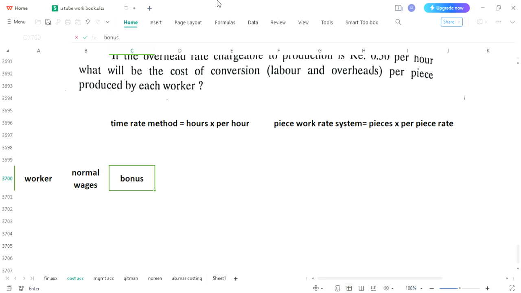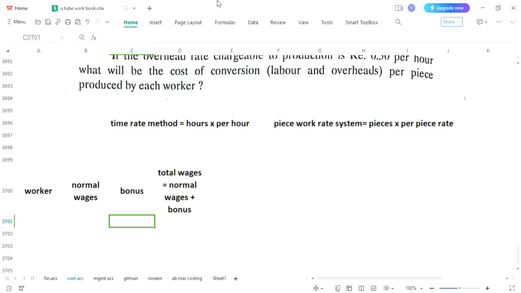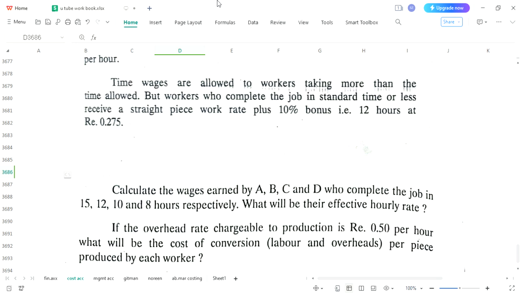So we will calculate bonus in this way, and finally we will see total wages. And how will you calculate total wages? Normal wages would be added to the amount of bonus. Look, it's a simple thing. I'm very sure you understand normal wages when a person is working within or less than standard. If a person is working more than standard, a bonus would be given, and then total wages would be calculated. There are other requirements as well, we will see later on.